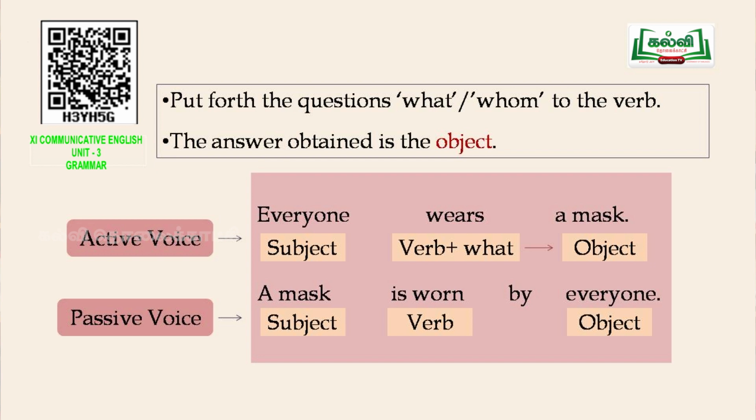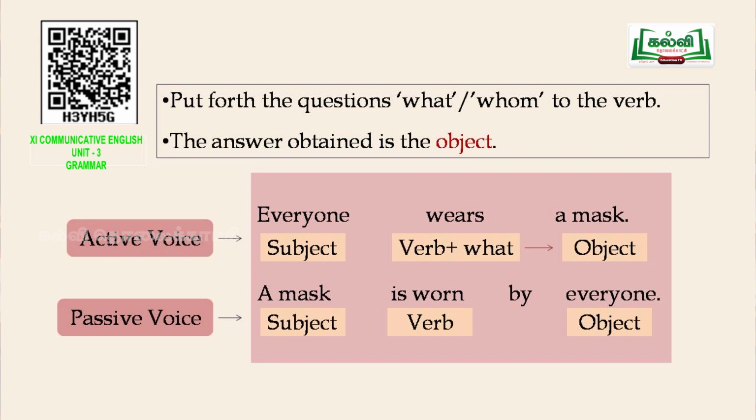Now look at this sentence. A mask is worn by everyone. So here, which is the subject? A mask. So the mask does not do any action here. Something is done to it. A mask is worn by whom? By everyone. So this is of the passive.